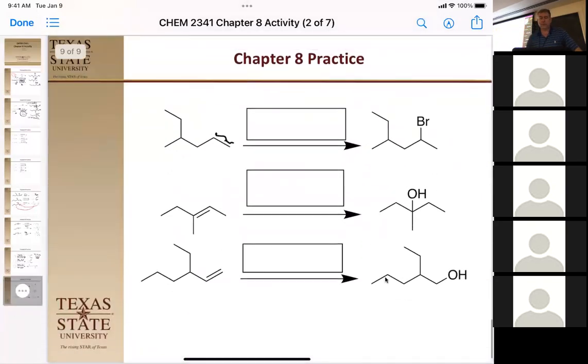On these, okay? So there's a very, very sketchy double bond there. And it's giving us a bromine on the second carbon. So what's our reagent here? That's a simple one. We must be adding a hydrogen. So HBr.